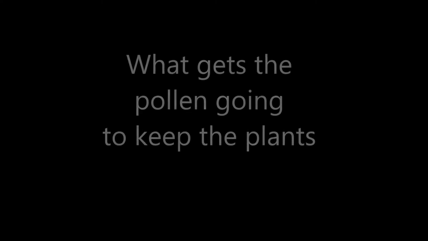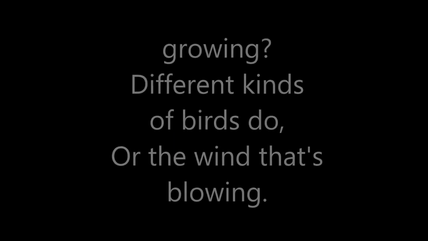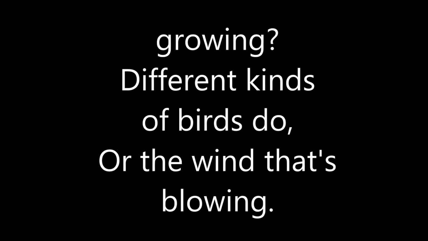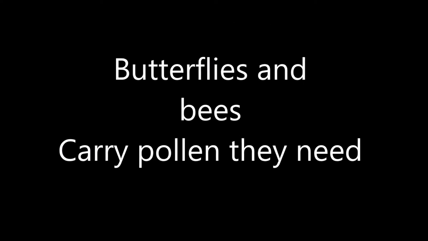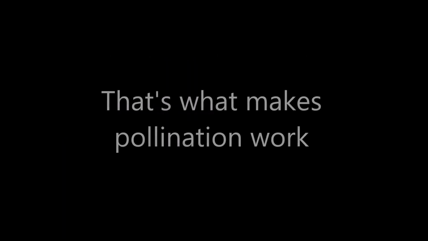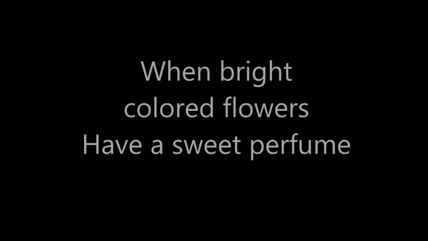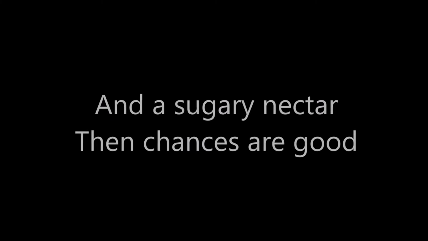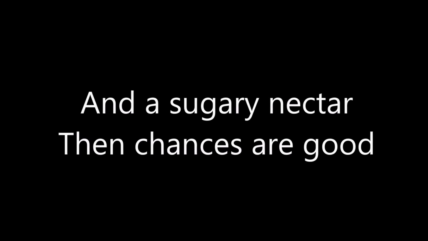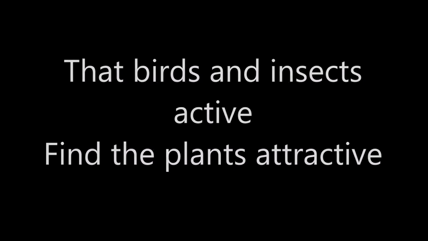Listen. What gets the pollen going to keep new plants growing? Different kinds of birds do, or the wind that's blowing. Butterflies and bees, they pollinate. That's what makes pollination work. When bright colored flowers have a sweet perfume and a sugary nectar, then the chances are good that it brings an insect visitor, and they will spread the pollen as they go.